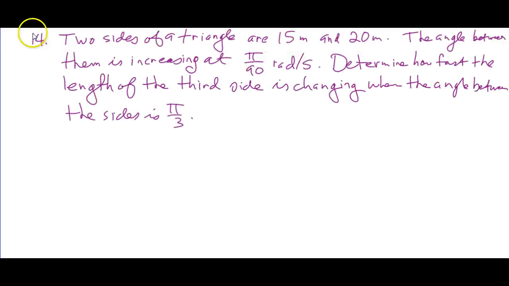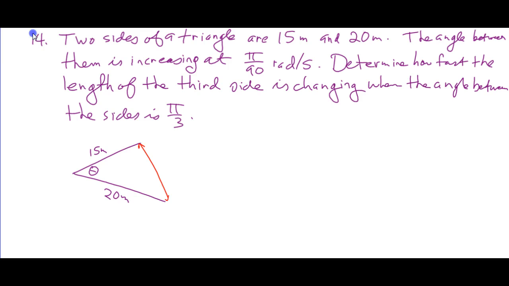All right, well, you've read that over 15 times now, so let's just start with a diagram. We've got a side of 15 meters, a side of 20 meters, and an angle between the two sides. That angle is increasing at a rate of pi over 90 radians per second. We have this third side, and we want to know how its length is changing when that angle is pi over 3.